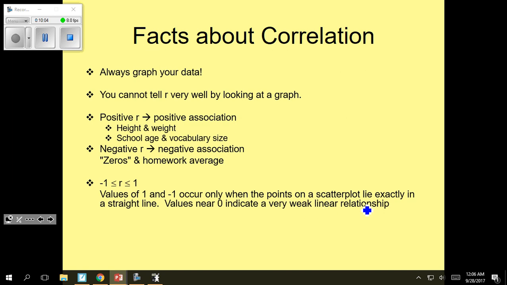Now remember, I said that correlation measures strength and direction of linear relationships. So when you're looking at correlation, there's a presumption that the relationship is in fact linear. R kind of answers the question, how linear is it? So if R is zero, a line doesn't do a very good job of explaining that relationship.